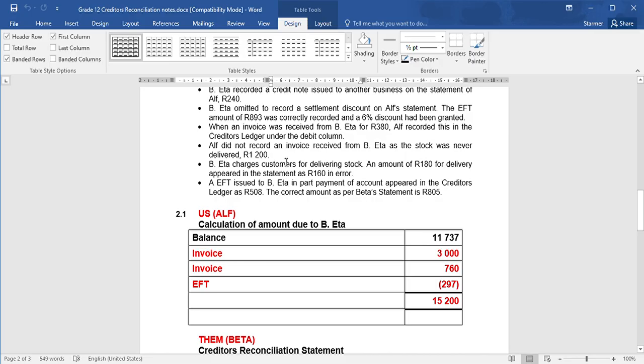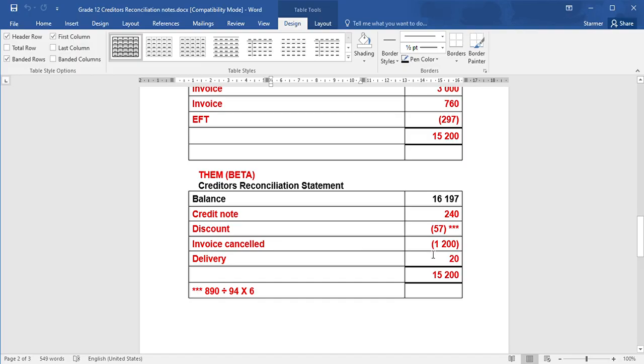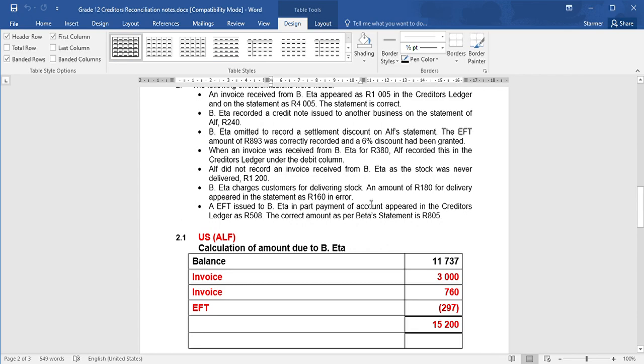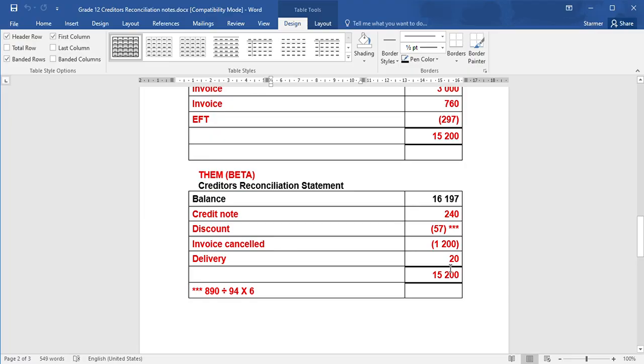If we never received the stock, we shouldn't have recorded anything. They obviously did record that invoice, but they never sent us the stock. So Beta is wrong, and you need to cancel that invoice, which is going to decrease the amount that you owe. Then the next one, Beta charges customers for delivering stock. An amount of 180 for delivery appeared in the statement as 160 in error. They made the error. They charged us 160. They should have charged us 180. So we owe them an extra 20 Rand here.